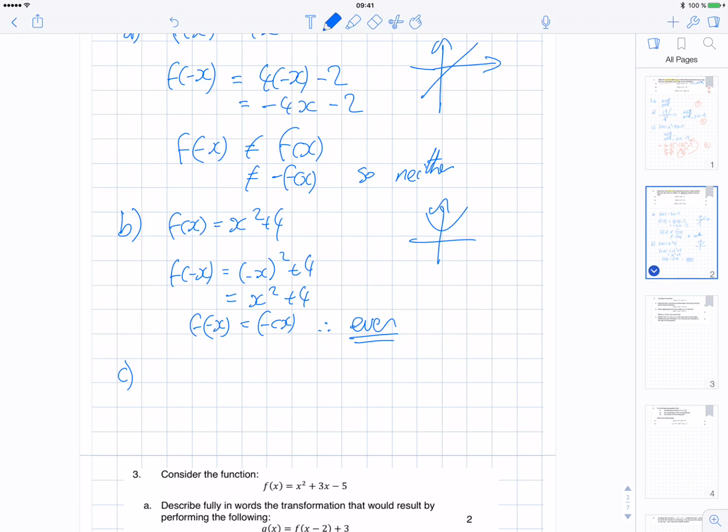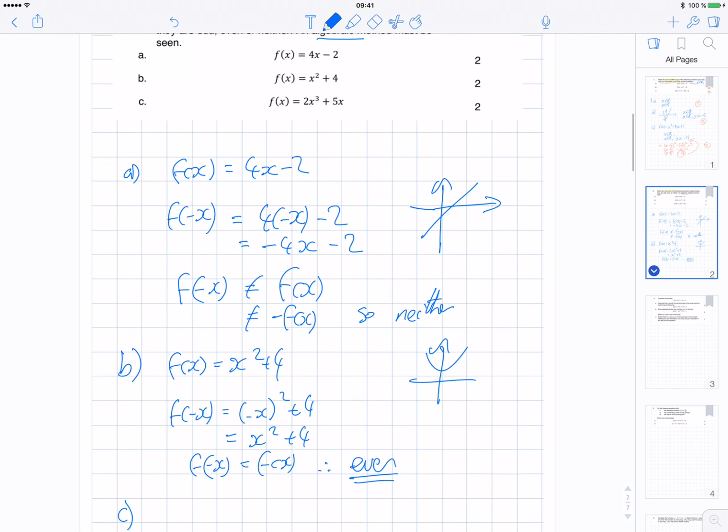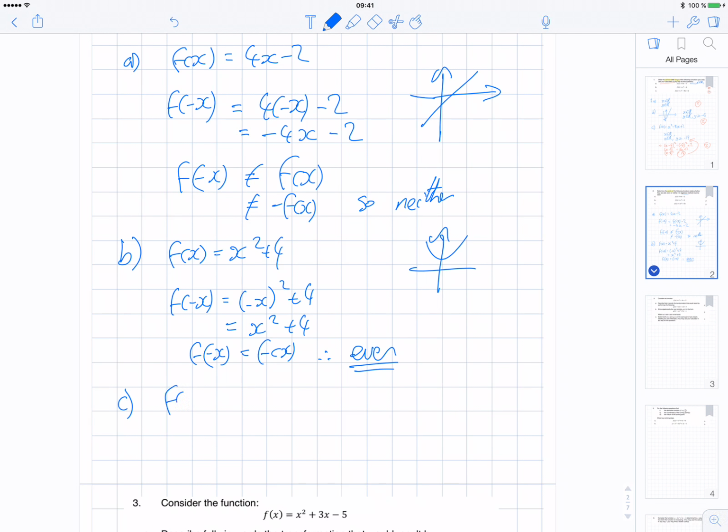And finally c, I don't have much space for doing c: 2x cubed plus 5x squared. I put in there.